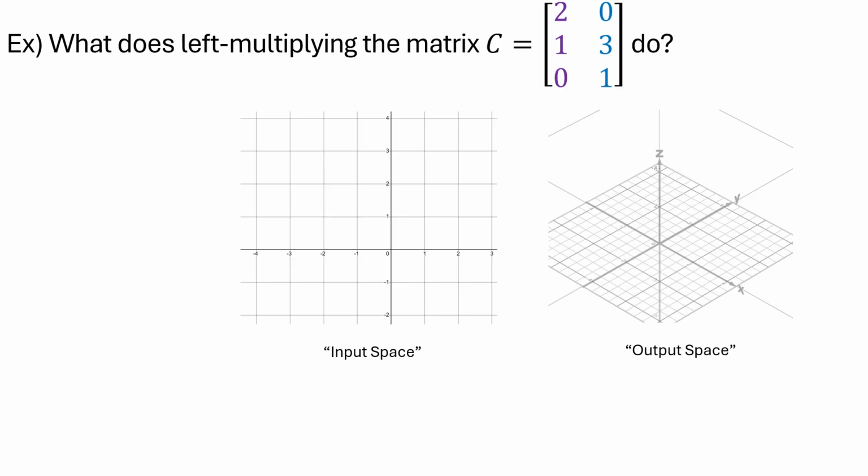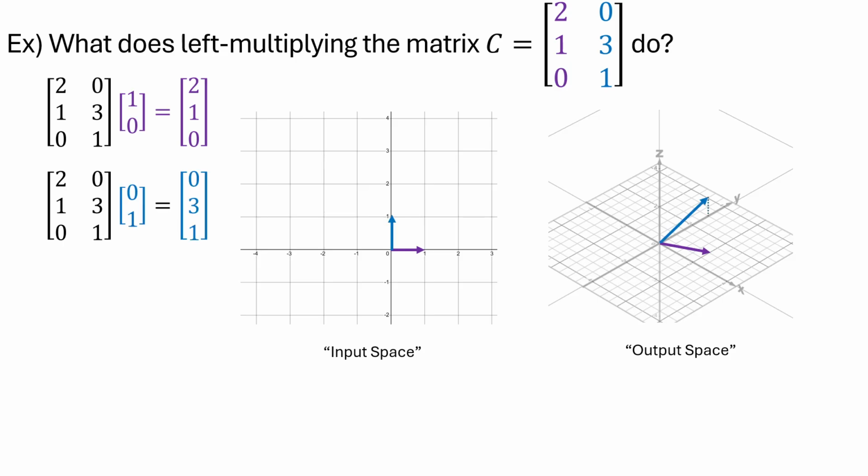So let's track our first basis vector 1, 0. When we multiply it by our matrix, we get the 3D vector 2, 1, 0. Because the z component is 0, this vector still lies flat on the ground of our new space. Now things get interesting with the second basis vector 0, 1. The matrix maps it to 0, 3, 1. Notice that the z component is 1, so the matrix has literally lifted this vector off the floor and into the air.